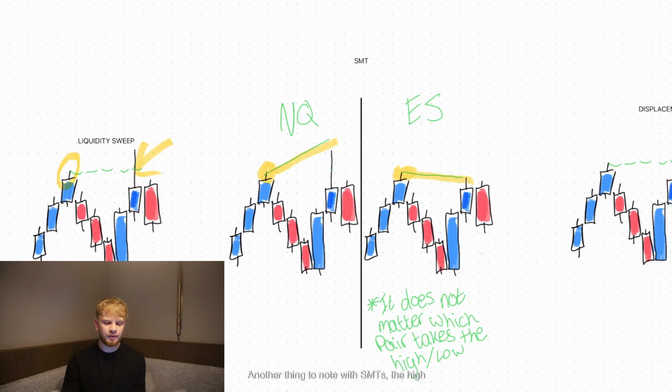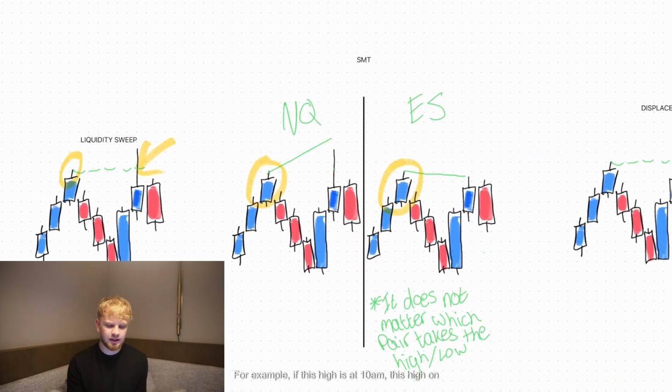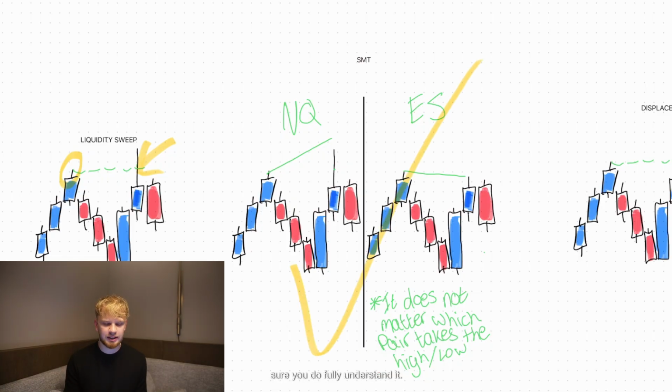Another thing to note with SMTs, the high should be created at the same time, if not a minute apart. For example, if this high is at 10 a.m., this high on ES should also be at 10 a.m. Okay, that is SMTs. I get a lot of questions on SMTs, so make sure you do fully understand it.